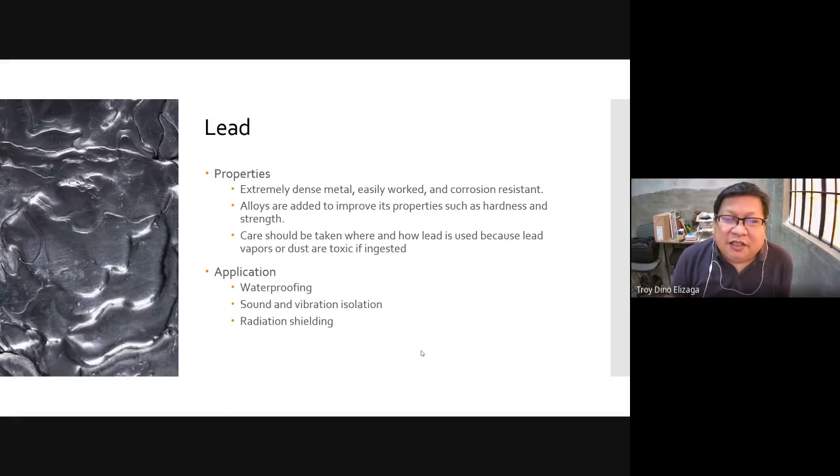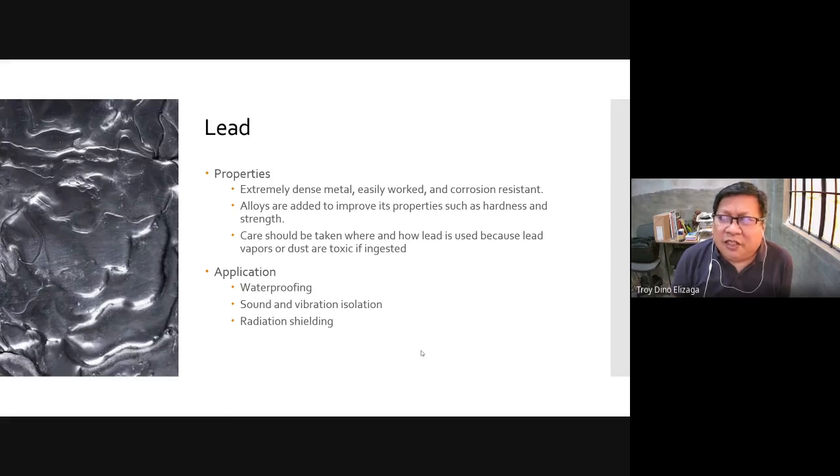And it's used for waterproofing. So you melt it and then you apply it on the roof, and then when it hardens, it makes it impenetrable to water. It's also good for sound and vibration isolation and even radiation shielding, protection from the sun. But lead is toxic, as you can see here.